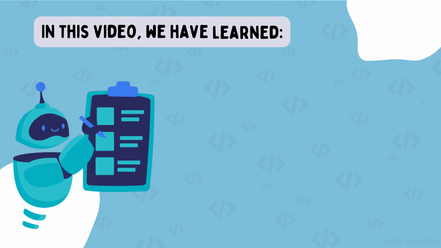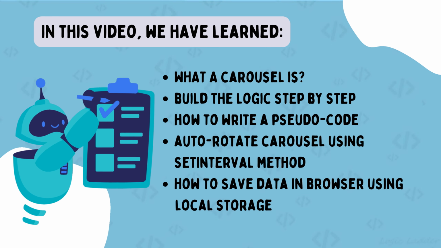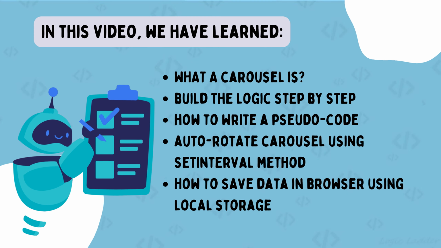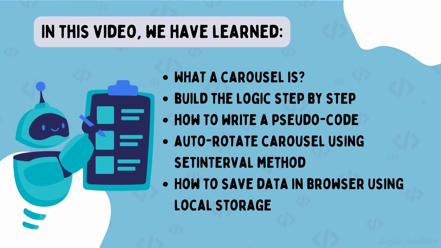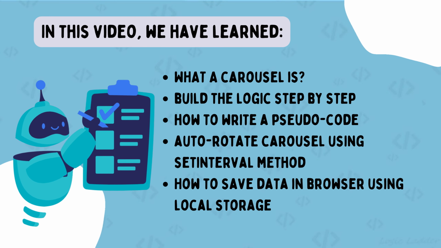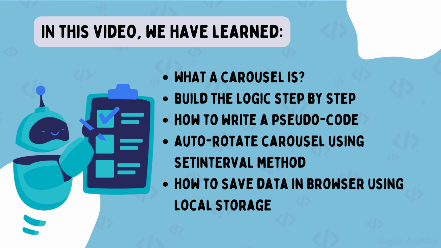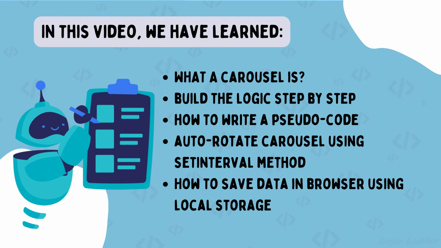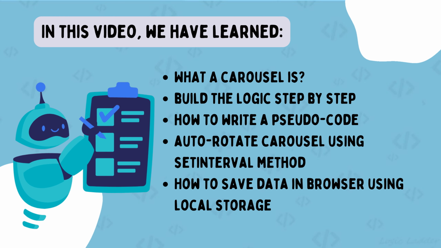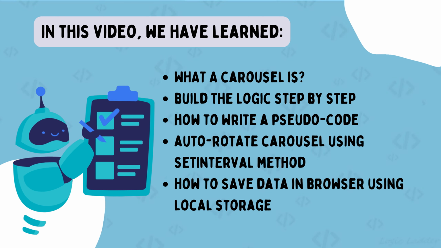In this final lesson, we learned something really exciting: how to build our very own image carousel. First, we understood what a carousel is, then we planned the logic step by step. We even wrote some pseudo-code for the next button before building the actual carousel. After that, we used setInterval to make our images auto-rotate, and finally, we solved a real-world issue by using local storage. I hope this entire course has helped you learn coding in a fun and easy way.